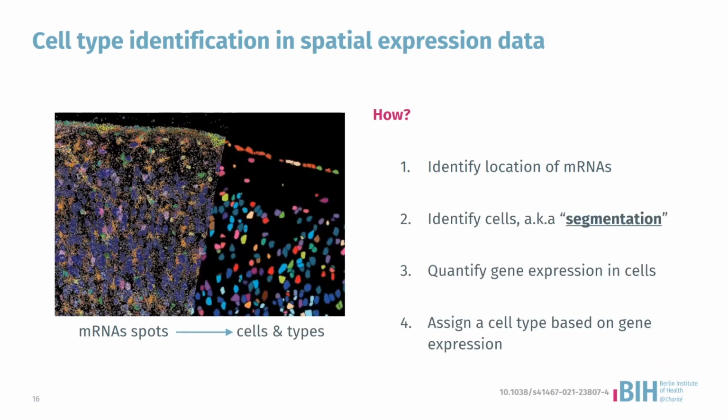Downstream of that, we need to start identifying where these cell locations are through a process called segmentation. Once you've identified that you have cells in particular locations, you can start quantifying gene expression within those cells, and then afterwards assign a cell type based on the gene expression of that cell.